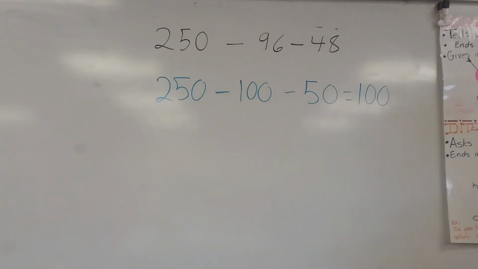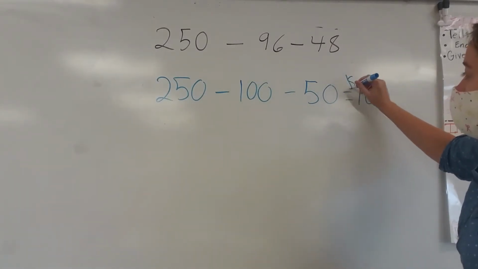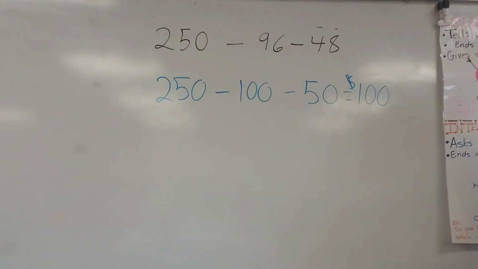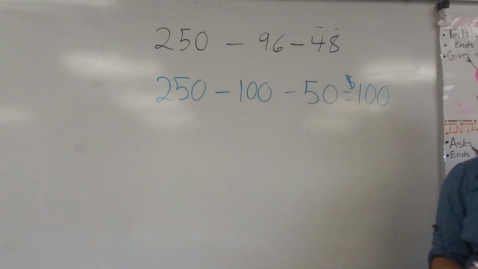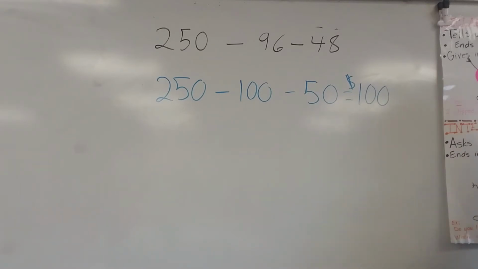Okay, write that on the answer for part A. It says, about how much does she need left? About $100. Part B says, how did you get your answer? That's where you're going to write this blue number sentence. Okay?